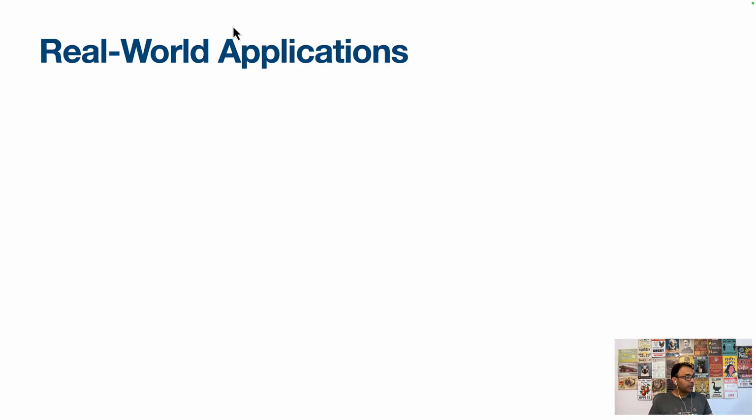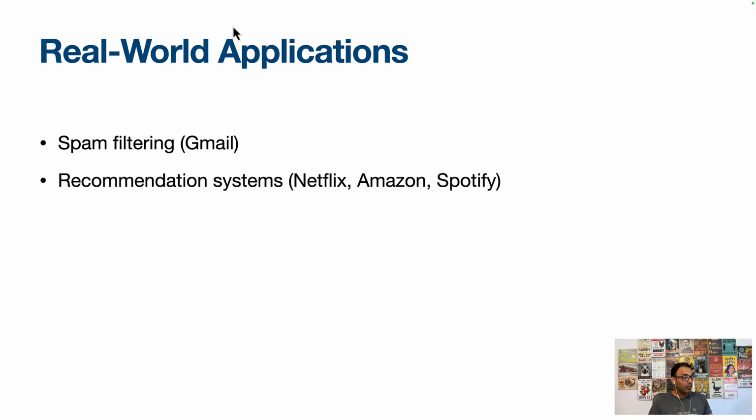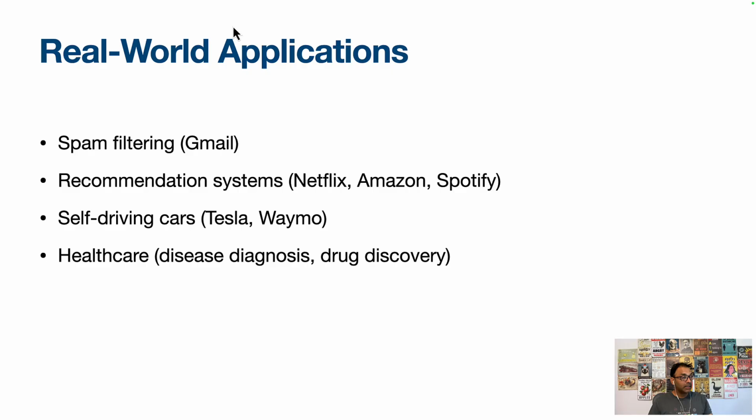Real world applications for machine learning are all around us. When Gmail filters your spam, that's machine learning. When Netflix suggests what movie you like, that's also machine learning. We have also seen machine learning in very advanced cases like self-driving cars, Tesla, Waymo, in healthcare, disease diagnostics, drug discovery, in finance, fraud detection, and making stock predictions.